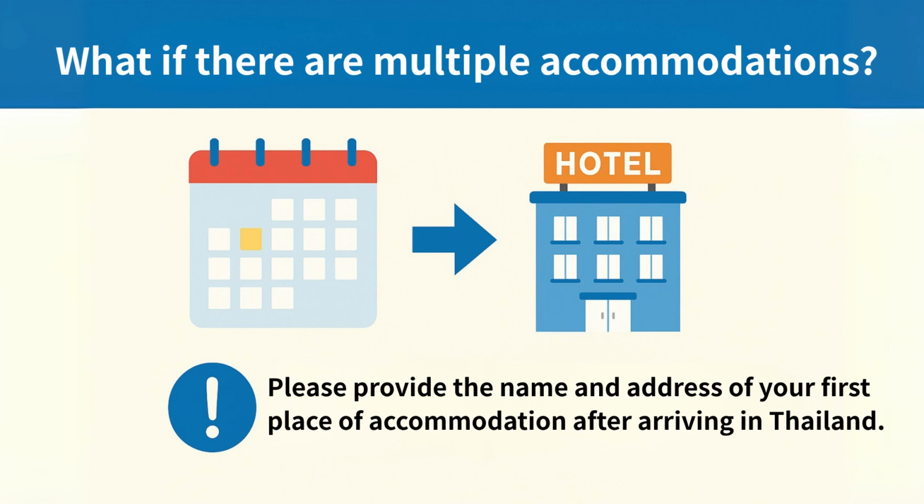If you have multiple accommodations, enter the place where you will first stay after arriving in Thailand. You do not need to list the places you will stay at later. For now, just provide the information for your initial hotel or accommodation.